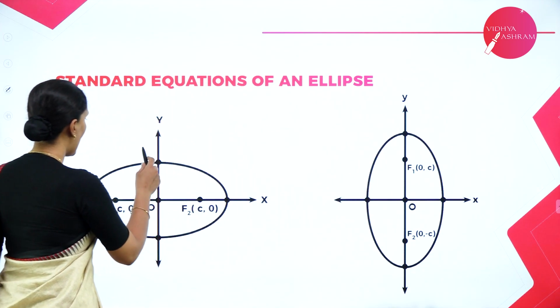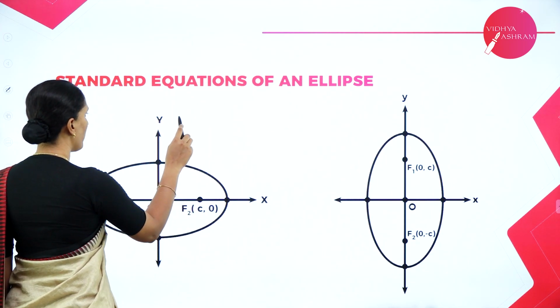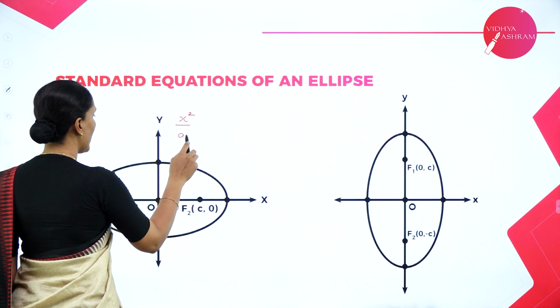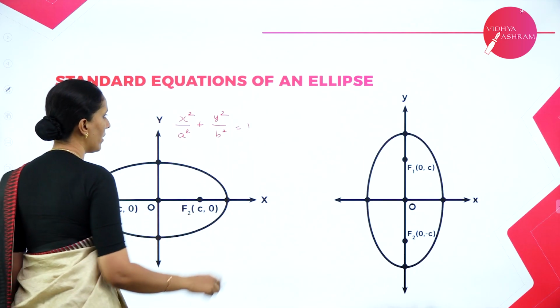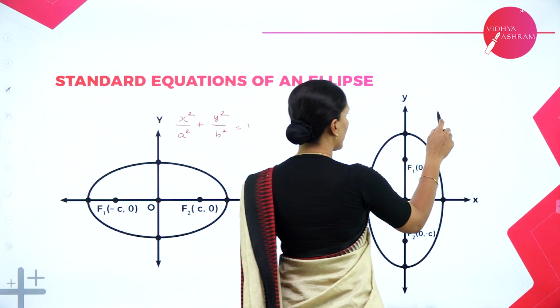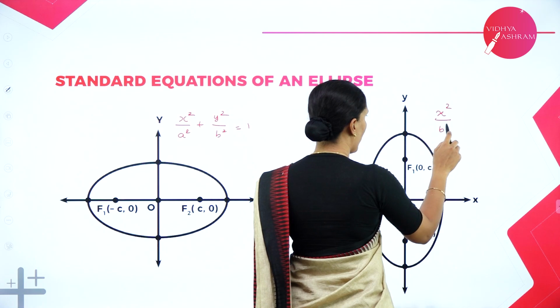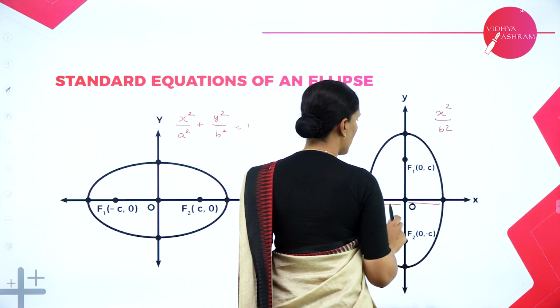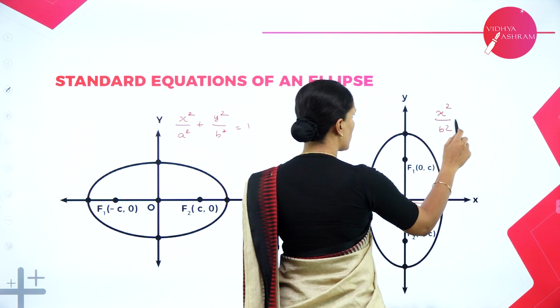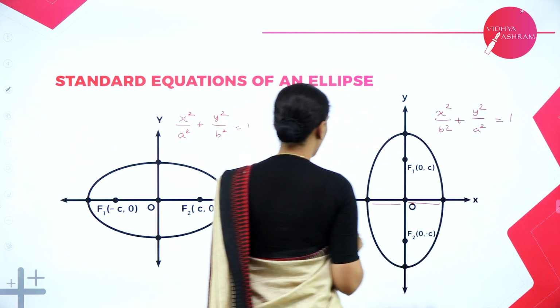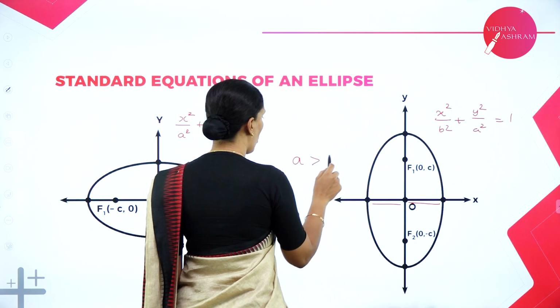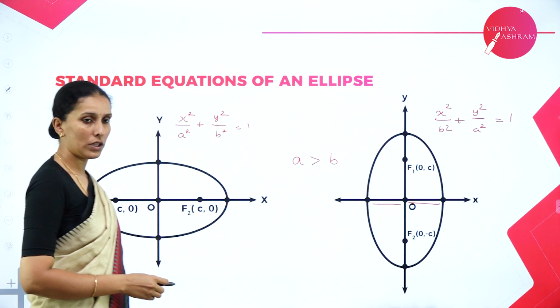So thus the standard equation of an ellipse of this form is given by x square by a square plus y square by b square is equal to 1. Whereas here the equation is x square by b square along x, and y square by a square is equal to 1. Remember, the value of a is always greater than b in both the conditions.